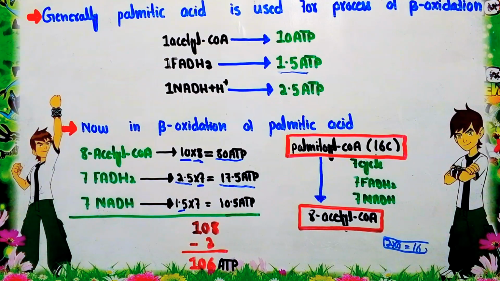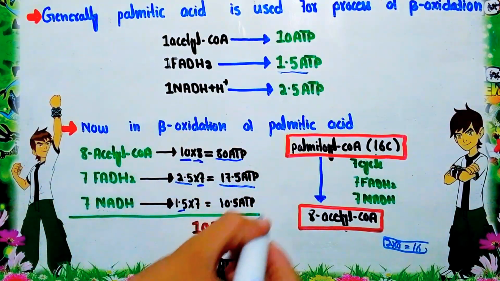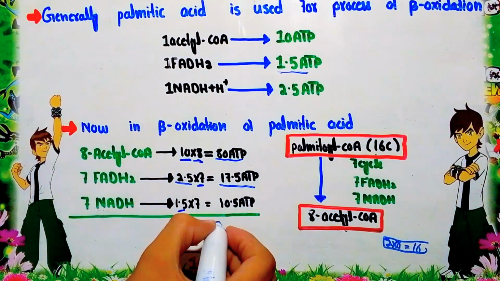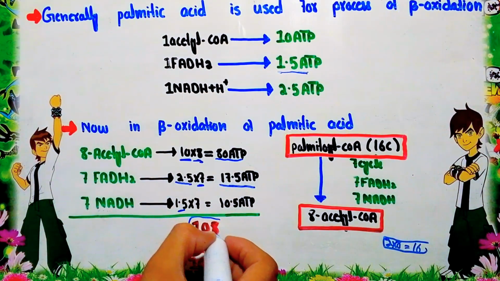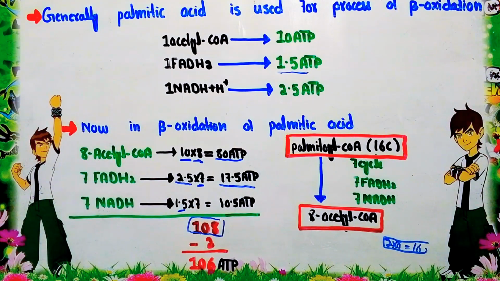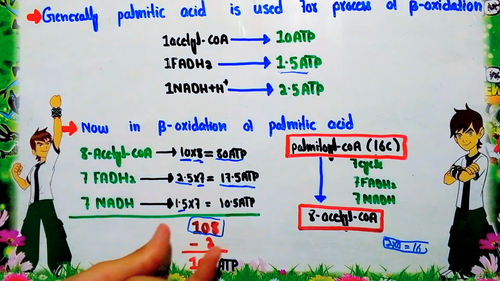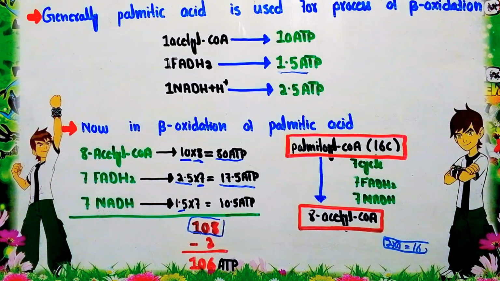If we add all the ATP produced in the beta oxidation of palmitic acid, finally we get 108 ATP. But 2 ATP are actually utilized for the activation of palmitoyl coenzyme A, so simply subtract these 2 ATP from the 108 ATP. So finally, from the beta oxidation of one molecule of palmitic acid, we get the net ATP. This is overall the beta oxidation process and its energetics. Thank you so much.